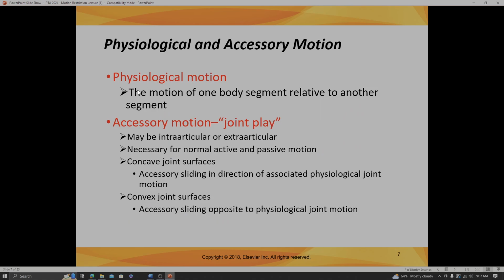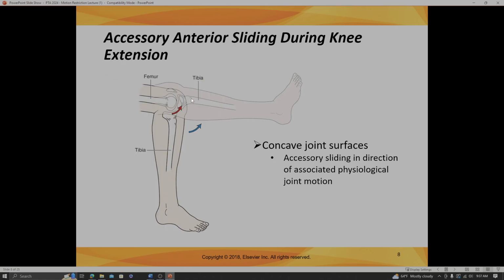Understand the definitions between physiological and accessory motion. So physiological motion is the movement of a body segment relative to another segment. Accessory motion describes the joint play, and this can be interarticular or extraarticular, meaning inside or outside the joint. And this is a necessary component of creating physiological, normal, active, or passive range of motion. And this is where we have our concave and convex movements. So you guys should know this by now. There's an example again.